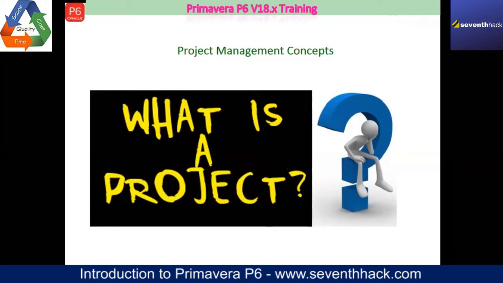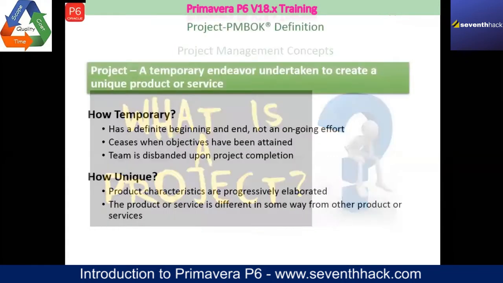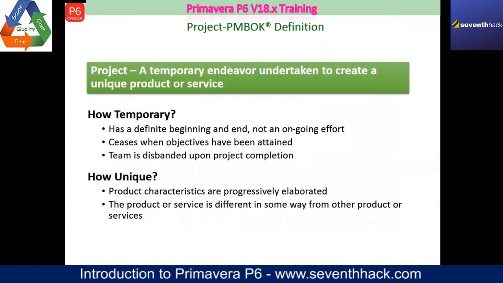So a project is temporary. A project creates a value. Okay, so the value is a unique product or a service. A project has a definite beginning and end. So we always have a start and finish date. It is not an ongoing effort. Now, a project comes to an end when objectives have been attained. The team is disbanded upon project completion, at least part of the team members, so they might take up some other projects, so they are reallocated to some other project work.